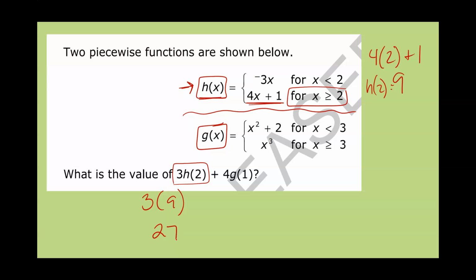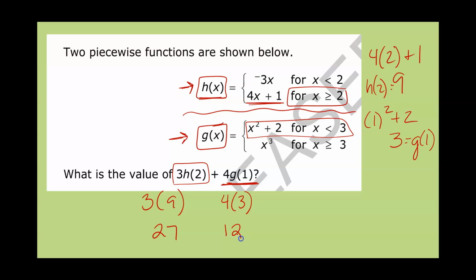Okay? The next one is my g function. So I need to come to my g equation. And where can it be 1? Is 1 less than 3? Yes, 1 is less than 3. So I'm going to plug 1 in here. And I'm going to say 1 squared plus 2, which is going to give me 3. This one also had a number up front, so it's saying you need to say 4 times whatever g of 1 is. And g of 1 is 3, so we're going to say 4 times 3 and get 12. And then 27 plus 12 is going to be 39.